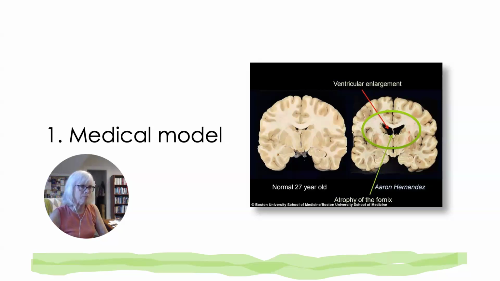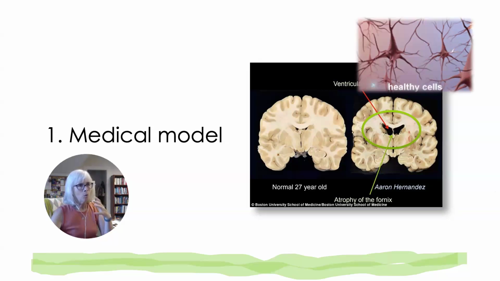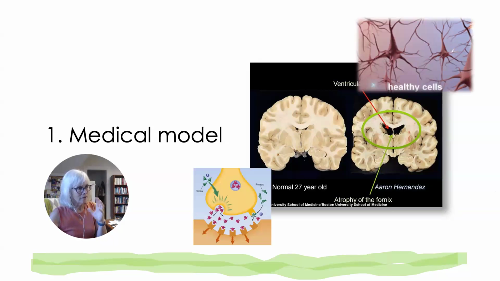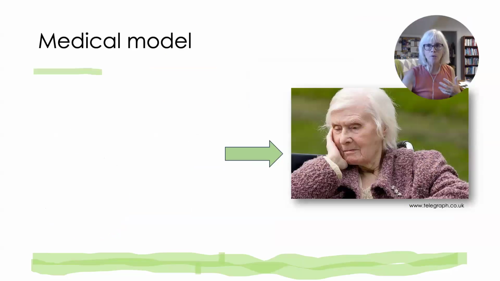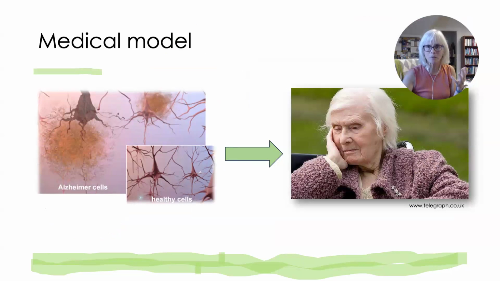brain atrophy and ventricular enlargement, or people with dementia who may have unhealthy neurons or changes at the neurotransmitter level. We're seeing problems in terms of what's happening hormonally, in the HPA axis, hypothalamus, pituitary, and adrenal. And we know that one of the things from the medical model is that we're saying these things cause this, cause dementia.